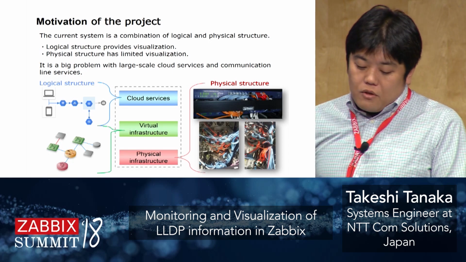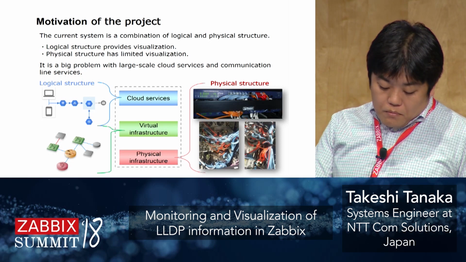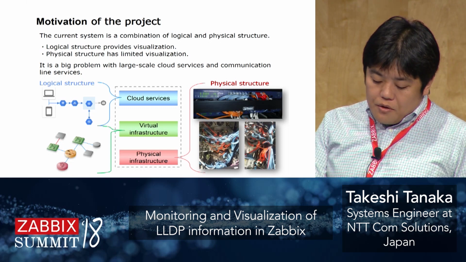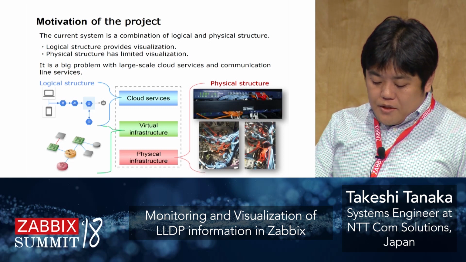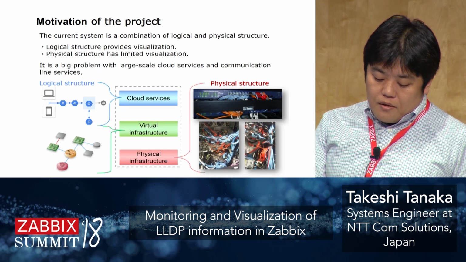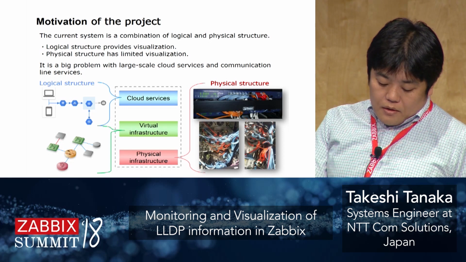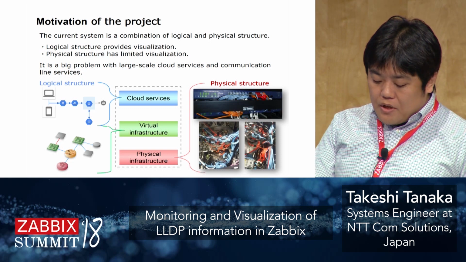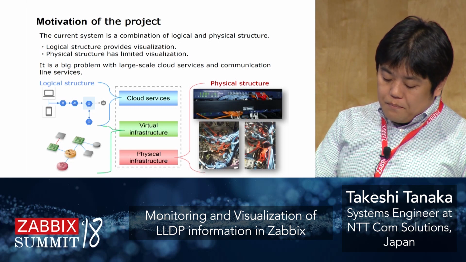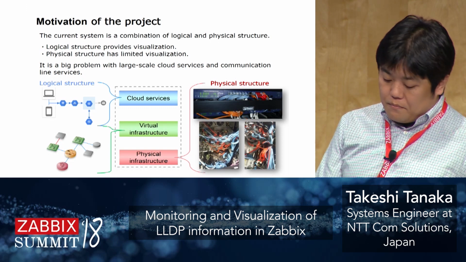Motivation of the project. Current IT systems are a composite structure that combines physical structure and logical structure, such as virtualization and cloud services. The logical structure has a means to visualize the system configuration, but the physical structure has limited means of visualizing the system configuration. It's a big problem with large-scale cloud services and communication line services.